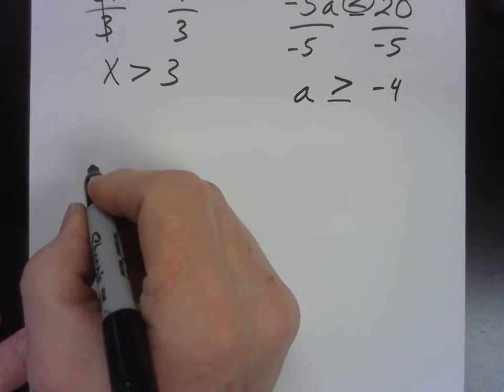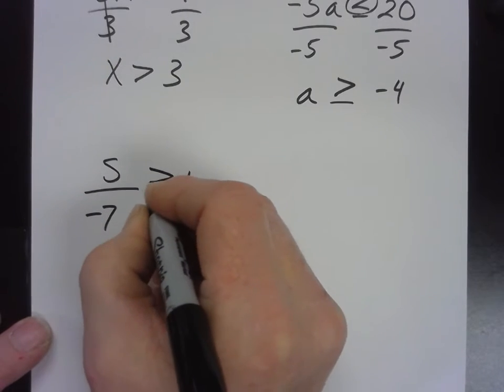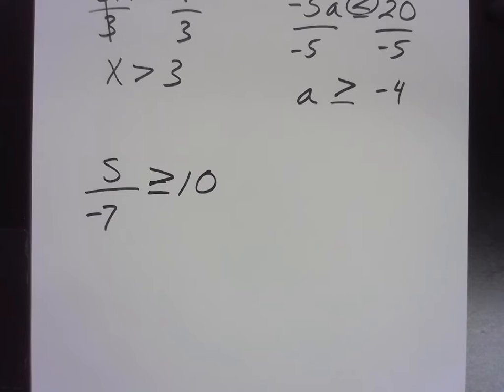Take a look at this one. s divided by negative 7 is greater than or equal to 10. How do I solve that?